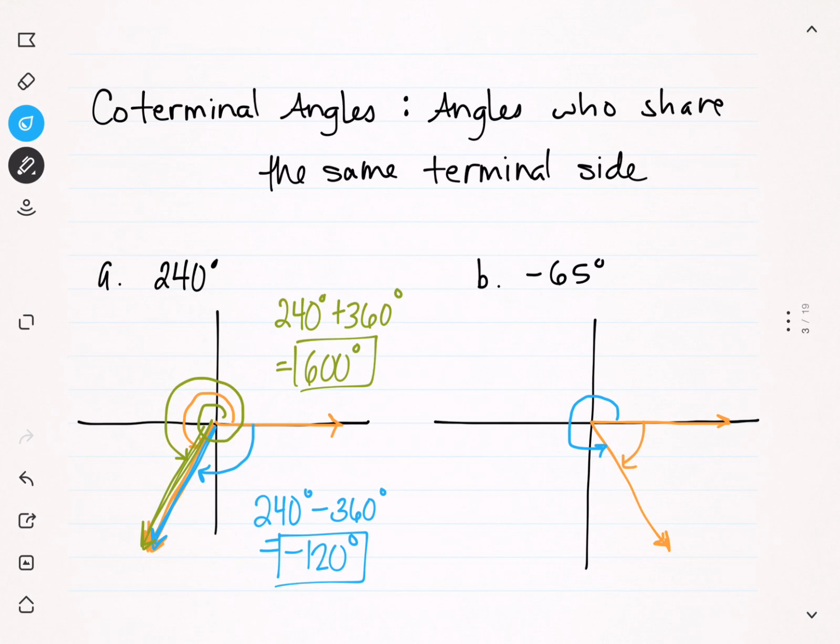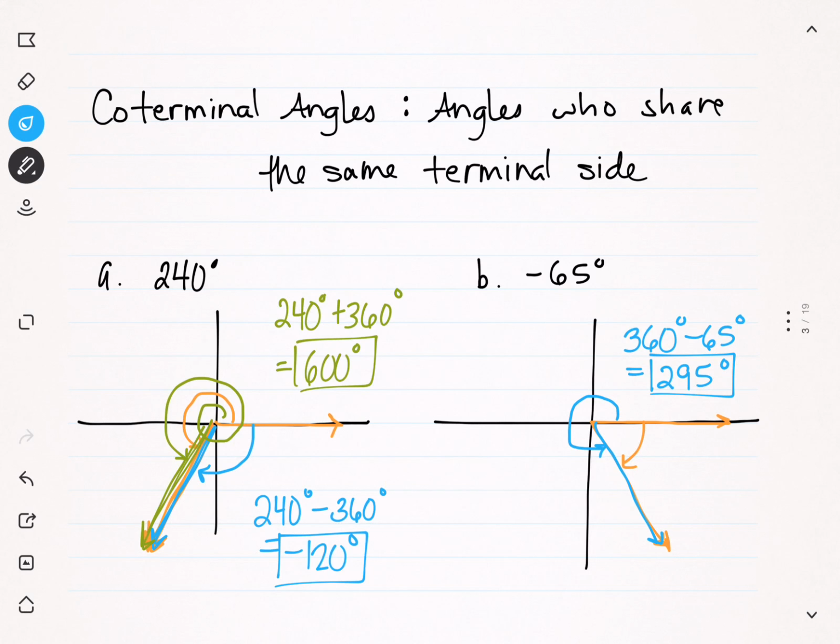So maybe we'll do, let's see, what is the difference between 360 minus 65 degrees? How much is that? So 360 minus 65, that's going to give us 295 degrees. So if I went 295 degrees in the positive direction, so counterclockwise, that would put me at the same terminal side as negative 65 degrees.